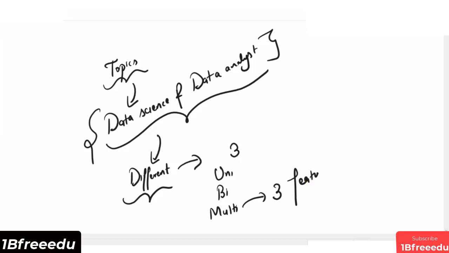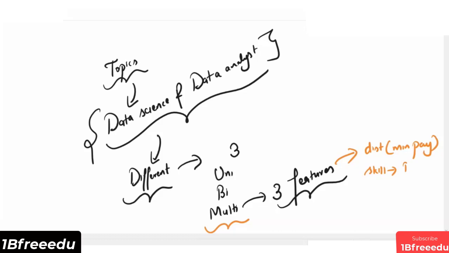So we have discussed primarily just 3 types of analysis: univariate, bivariate, and of course my multivariate. Multivariate is all about where we have, let's say, 3 features involved. Again, with respect to multivariate analysis, you can think of a real world problem as, hey, can you find the distribution of, let's say, minimum pay, where my skill must be IT, and let's say my location must be Hyderabad.